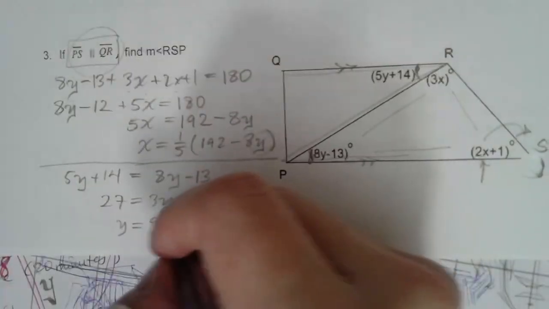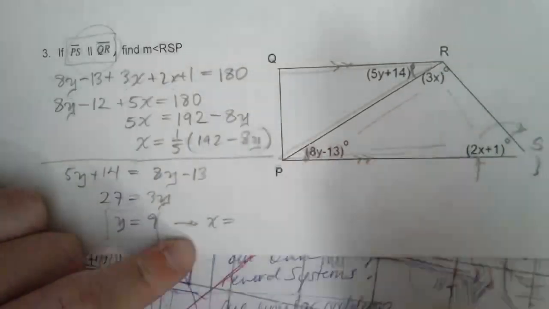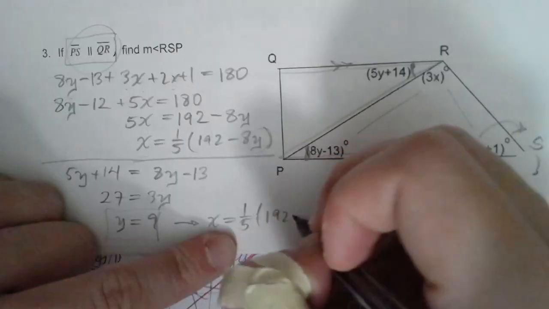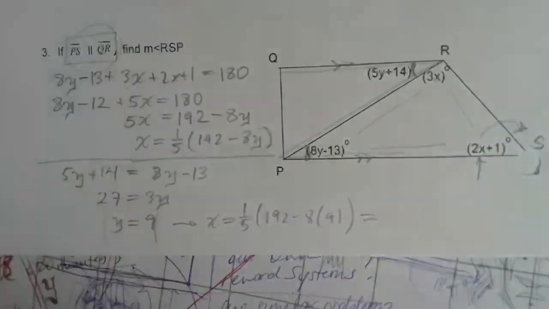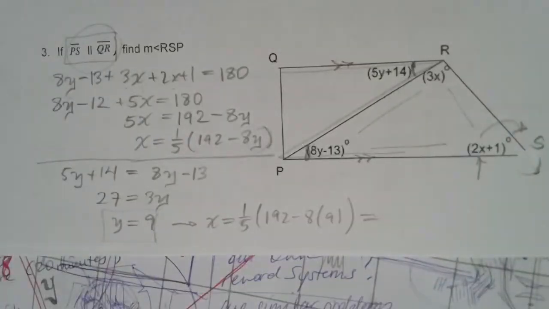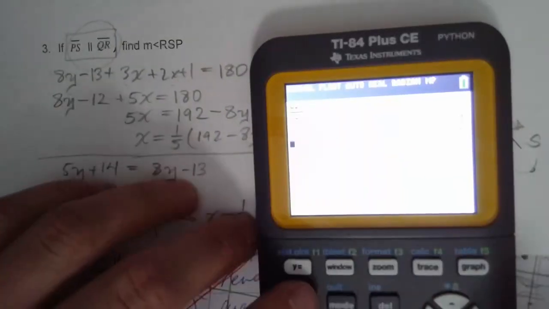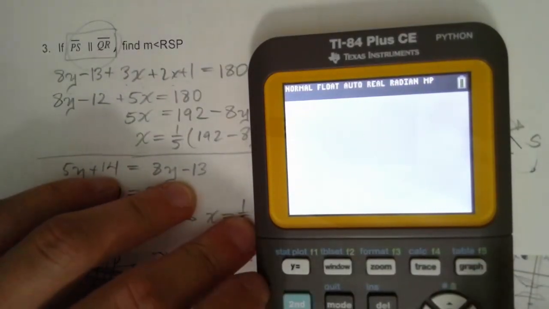And now that I know y is 9, I can plug it in for x. This means that x is equal to, so I'm going to back substitute, 1/5 of 192 minus 8 times 9, which is equal to, and I don't know what that is. That's when you ask the calculator. So in the calculator real quick, see if you guys can see it. Yes, okay, beautiful.